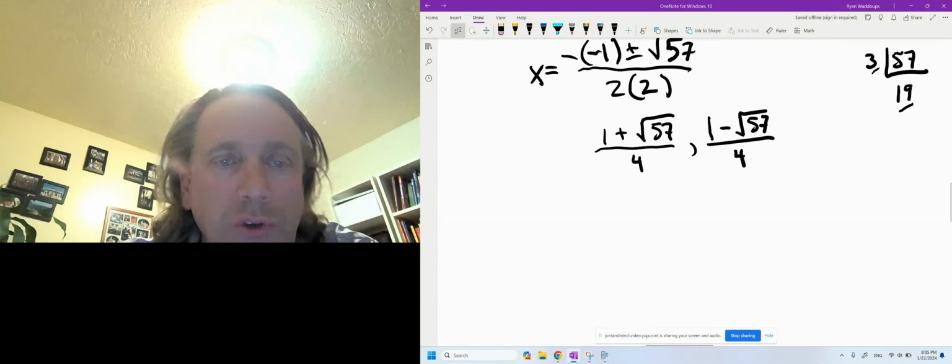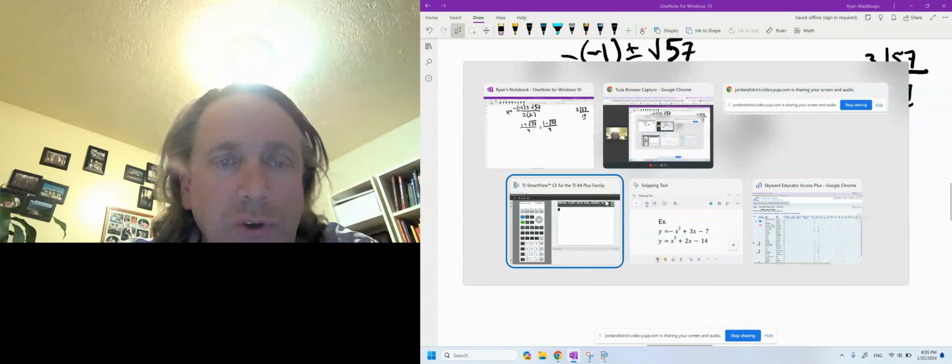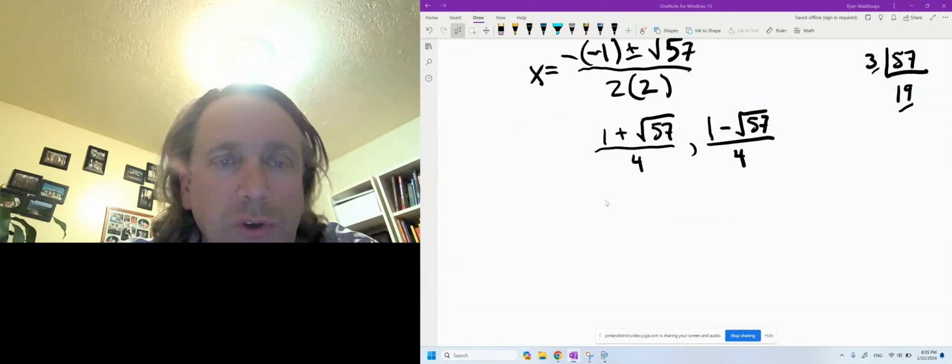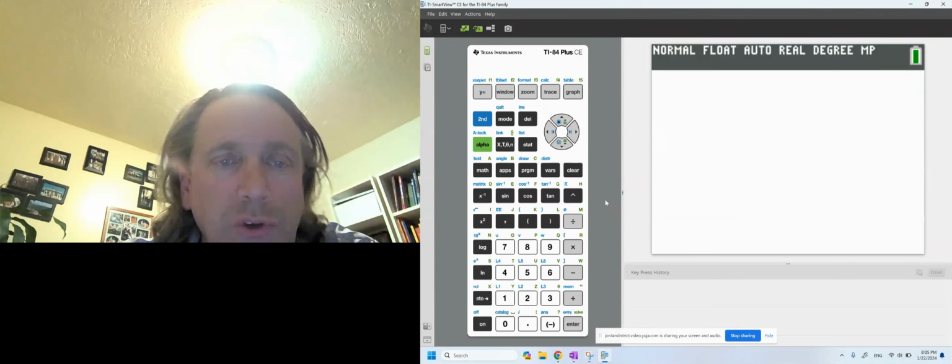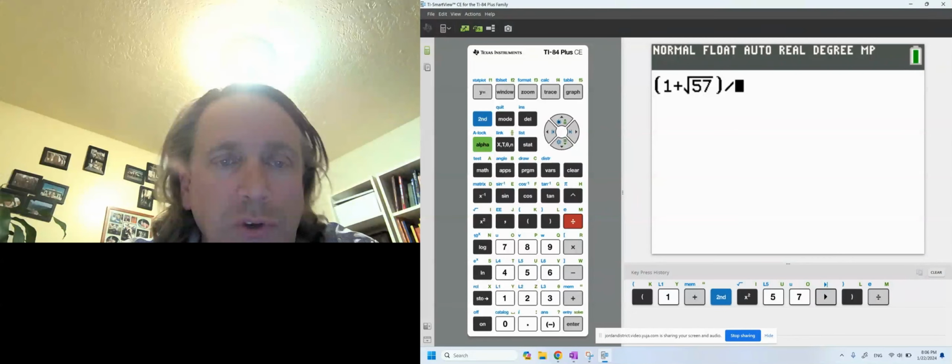But we often want to have our answers as decimals. And so I could take that, 1 plus the square root of 57, divide by 4. And I get my calculator out. I need to put the top part in parentheses. So I say 1 plus the square root of 57, close the parentheses, divide by 4, right? 1 plus the square root of 57 divided by 4.